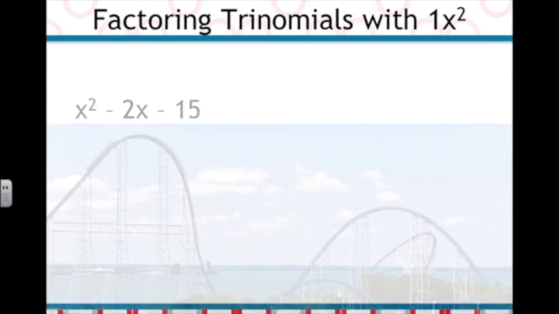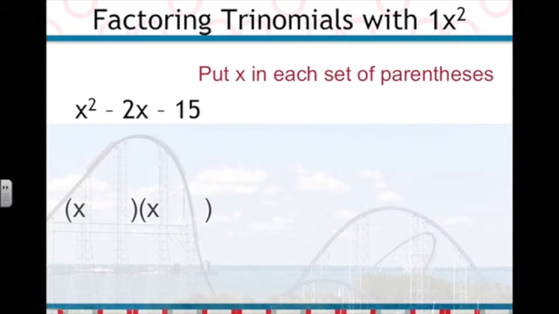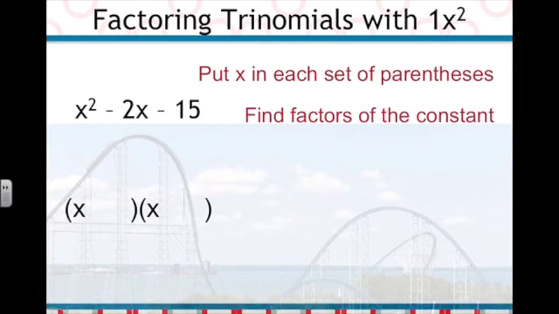For another example, let's consider the trinomial x squared minus 2x minus 15. To start, we'll put an x in each set of the parentheses again. Then we need to make sure we use values that will give us a minus 2x in the middle and a minus 15 at the end. To do this, we're going to find factors of negative 15, the constant term.